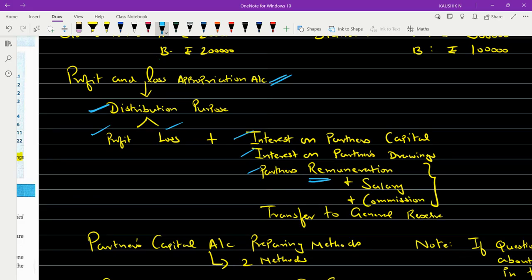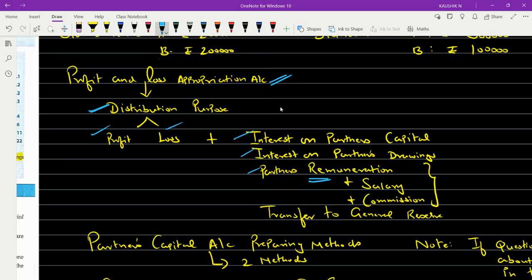This is a term that we have to use. When they use the words salary payable to a partner, they are touching upon the concept of remuneration. What is the technical term given for that? Whether they say salary or commission, it comes under remuneration. We call them remuneration.